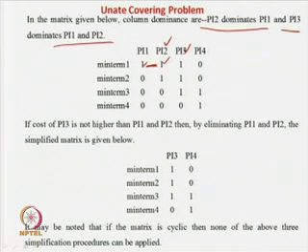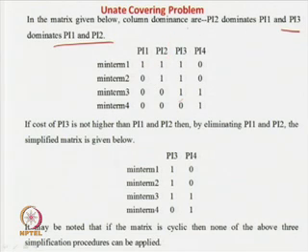Pi3 is actually dominating both Pi1 and Pi2 because it has 1 in those positions and also in this one, and this has the extra 1. So, Pi3 is the dominating row for both Pi1 and Pi2. Now, what do you have to do in this case, how can you make the matrix smaller?